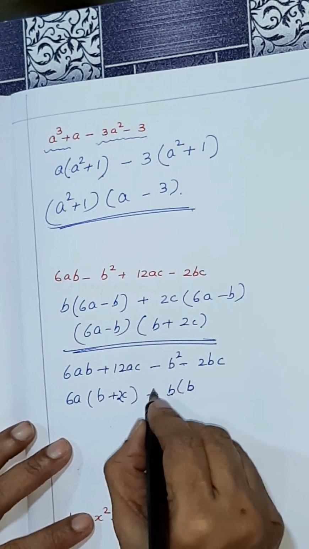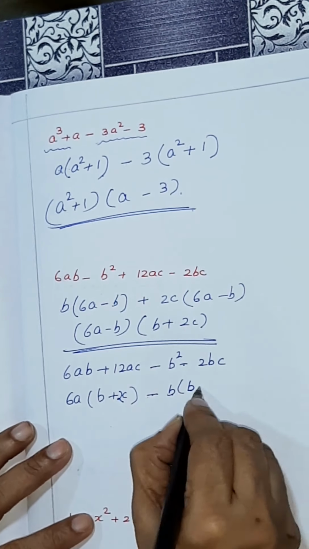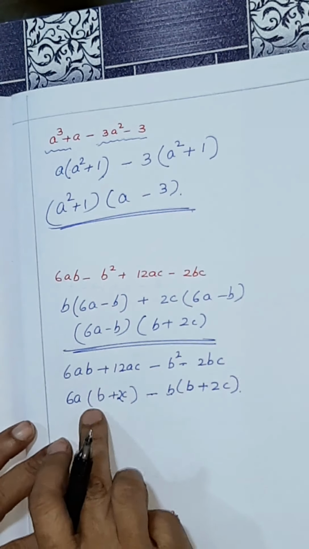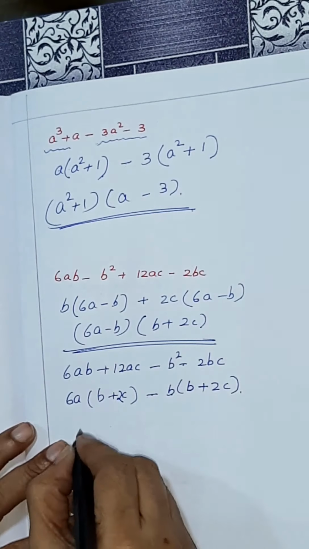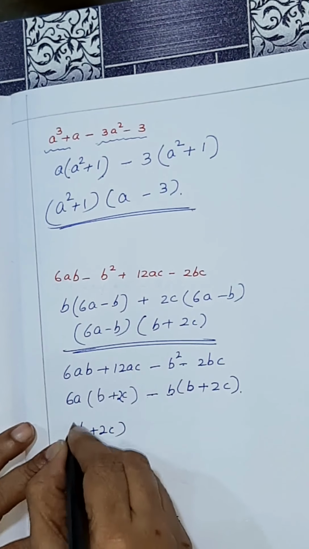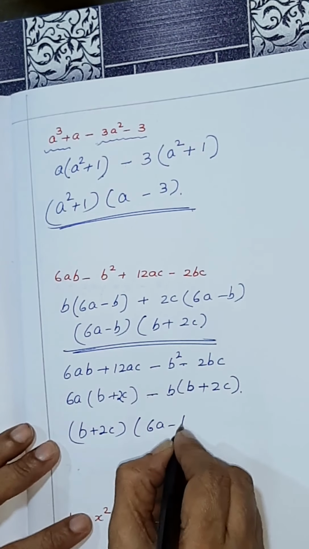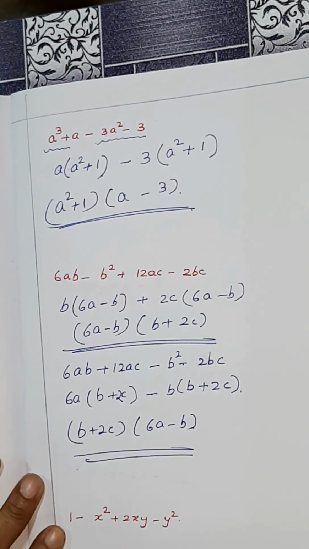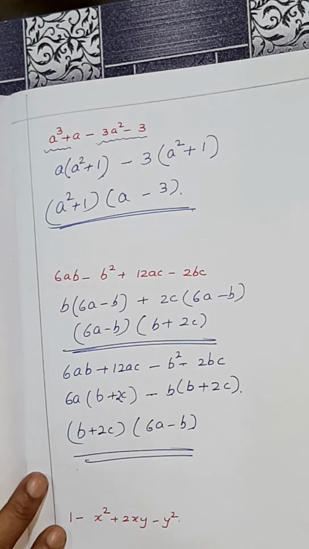Then here it is minus. So minus has already gone out. So here it should be plus 2C. So if you see, B plus 2C is common, you take that B plus 2C common out and 6A minus B. So both the answers are correct. It's the same answer.